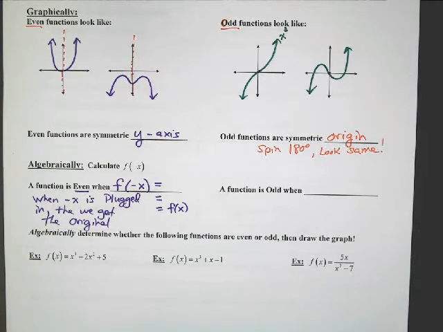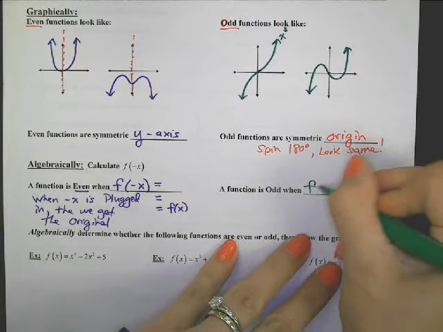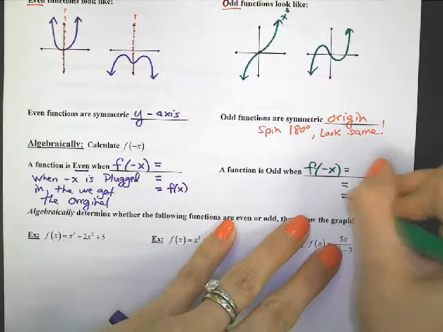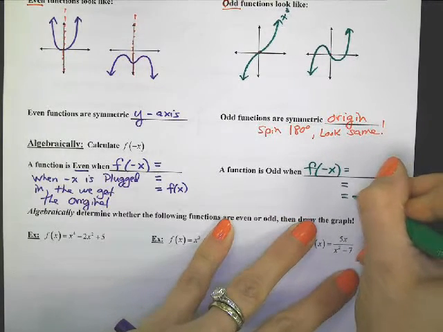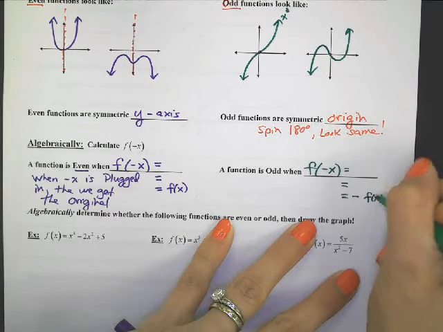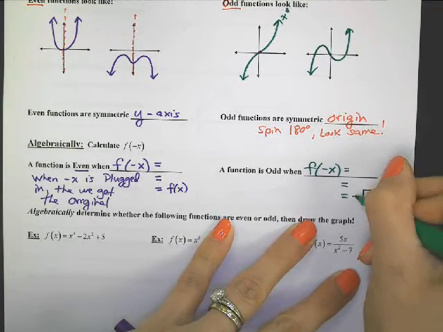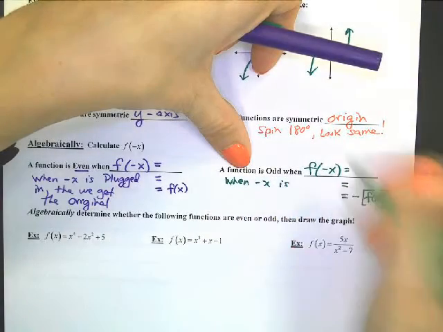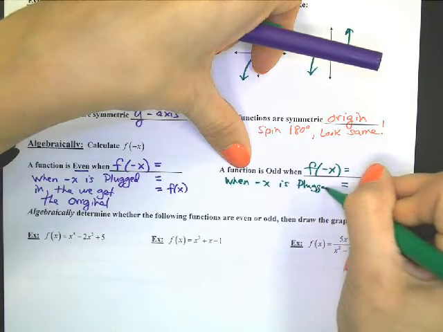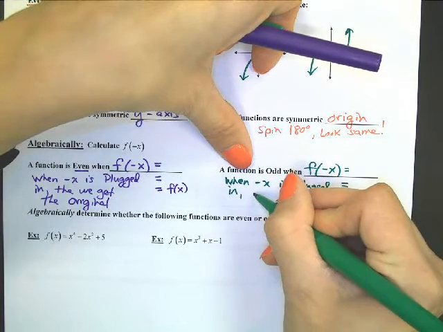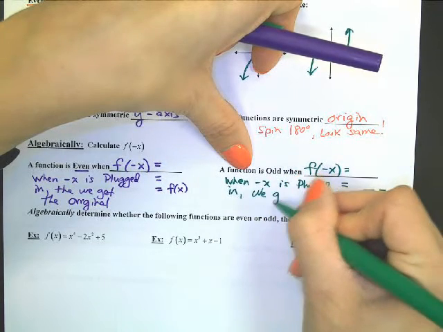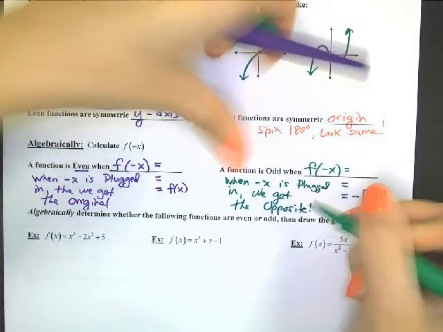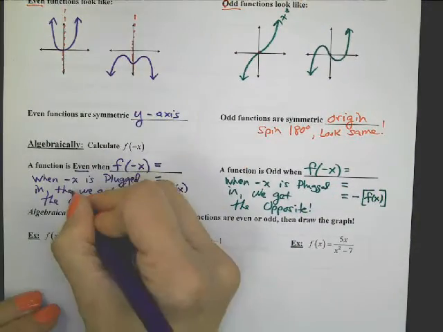Now, what do you do if it's odd? The test is the same. You're going to calculate f of negative x, but you don't get f of x. What you get is negative f of x. So your f of x function is the opposite. So in words, when negative x is plugged in, we get the opposite. I should say then we get the original.